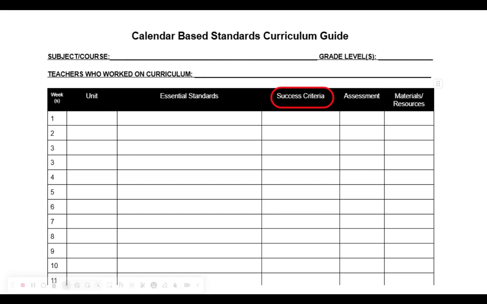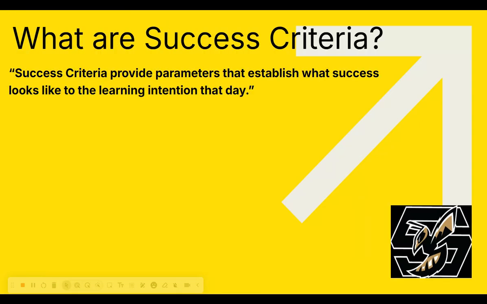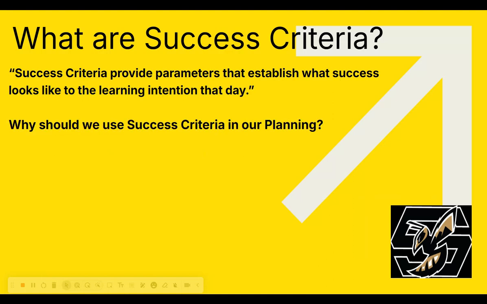This is a review from the first video, and this information will go right along with that first video that we have shown before. Again, success criteria, how will you know you are successful? Students should be able to respond to that if anyone is in your classroom. So what are success criteria? They provide parameters that establish what success looks like to the learning intention that day. Another word for learning intention is the objective, and that success criteria shows directly how they are going to understand that learning objective.